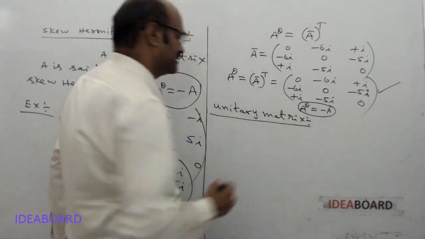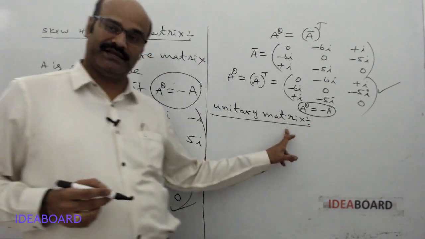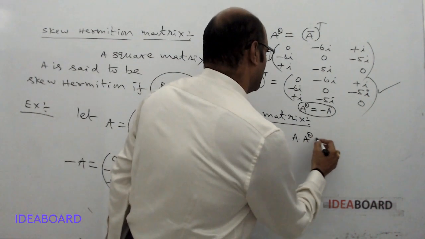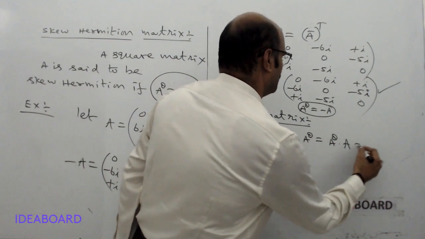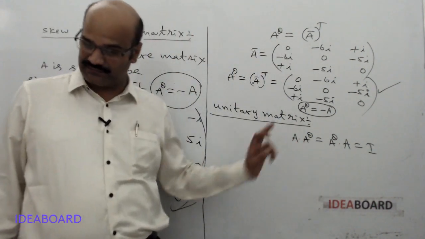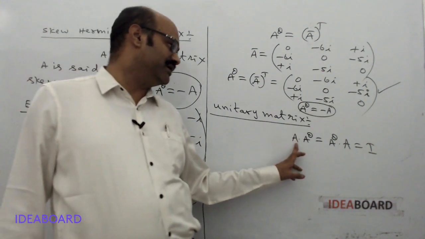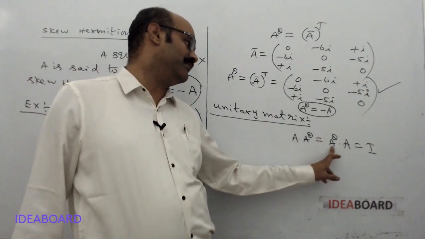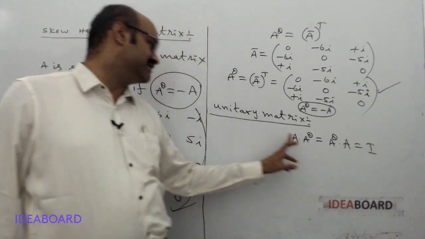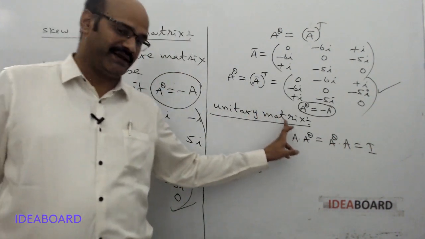A square matrix A is said to be unitary matrix if A into A^θ equal to A^θ into A equal to I. Whenever you have a matrix A such that A into A^θ equal to A^θ into A equal to I, then we say that that matrix is said to be unitary matrix.